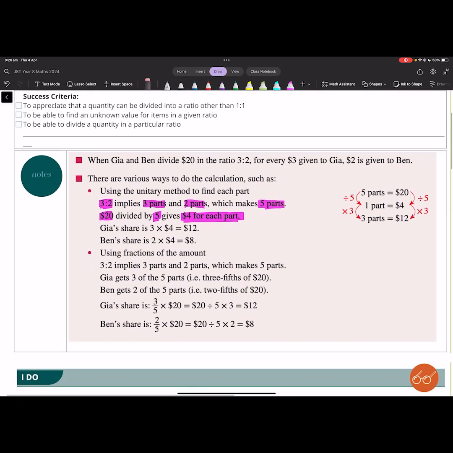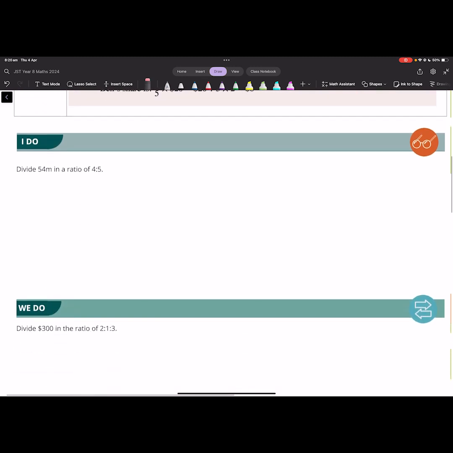There is another way you can approach these questions by doing them with fractions. If you read through this method and it vibes with you a bit better, I'm happy for you to do it if you're really comfortable working with fractions. I prefer the first method, so that's the way I'm going to do the examples. Let's jump into some examples.